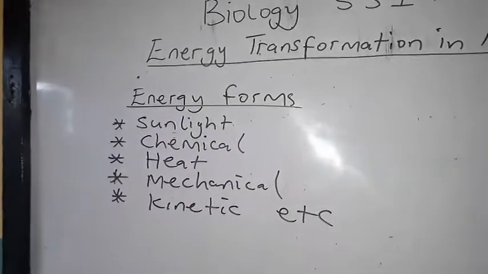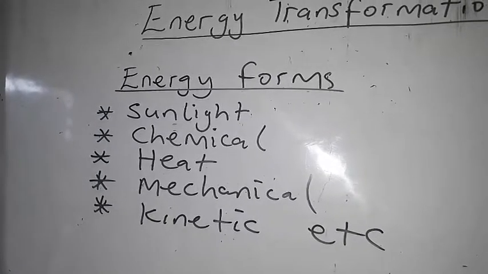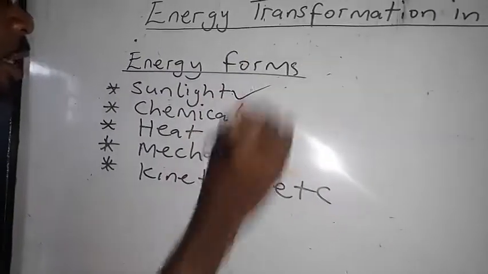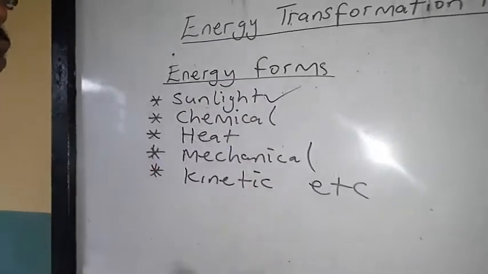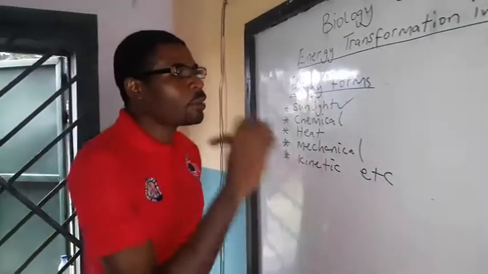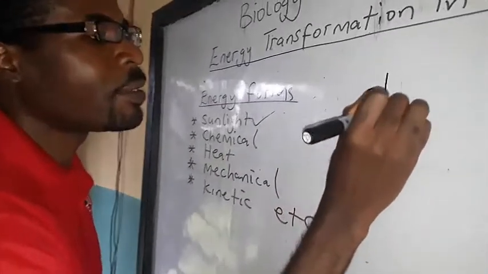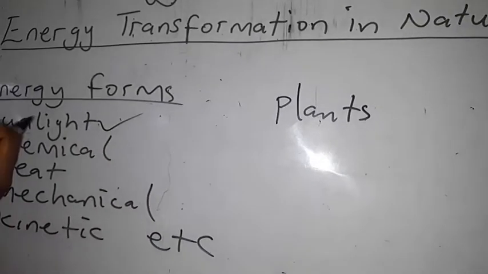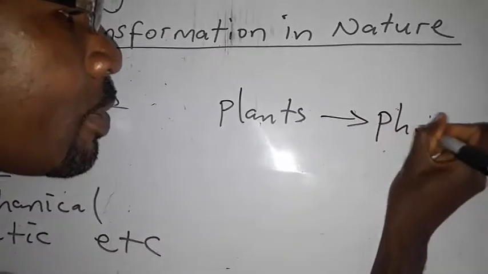Now, this energy we are looking at, how does it flow? How do we have the flow of energy in nature? Energy can flow from one source to the other. Let's take, for instance, this energy from the sunlight. I told us that energy from the sunlight is the major source of energy. And how does this energy come to life? Now, energy from the sunlight is always gotten by green plants. Green plants abstract this energy from the sun in the process we call photosynthesis.